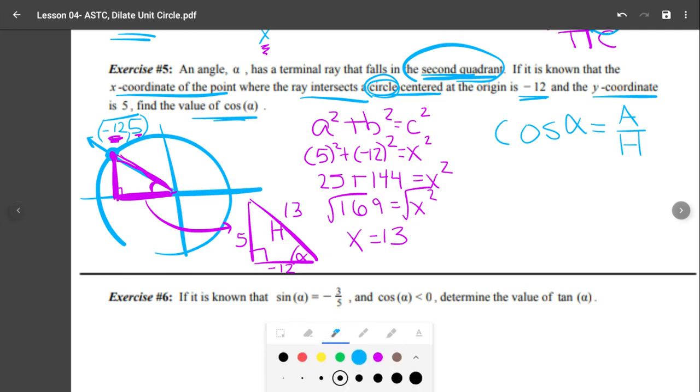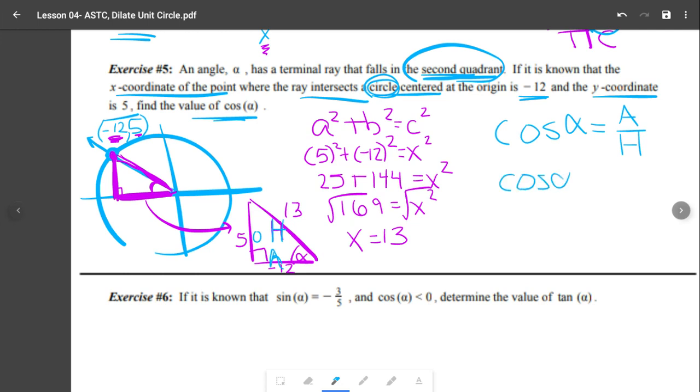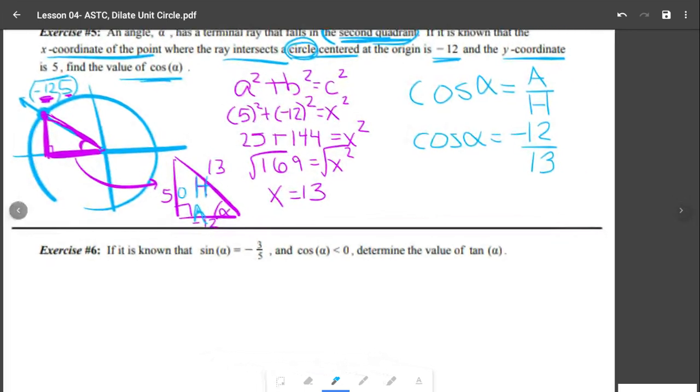So cosine, we know the hypotenuse. Opposite that angle is the 5, which means the adjacent is the negative 12. So cosine of that angle, adjacent over hypotenuse, is negative 12 over 13.